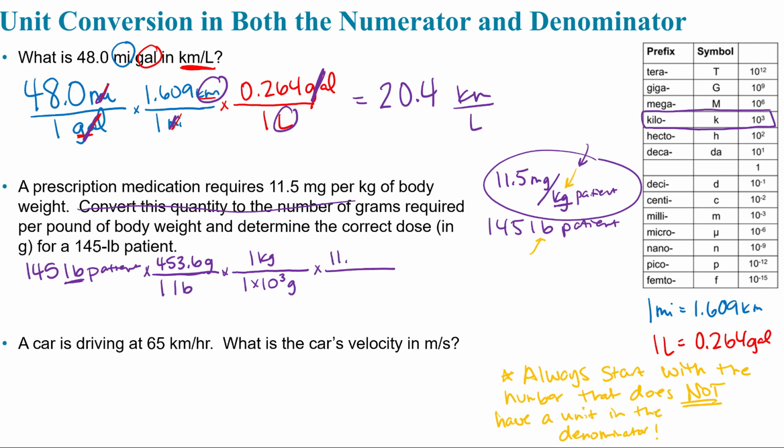Now I can say, okay, 11.5 milligrams per every single kilogram of the patient. And they want the dose in grams. So there's 1,000 milligrams per every single gram. So milligrams cancels out, kilograms cancels out, grams cancels out, and pounds cancels out. So then in my calculator, I'm going to put 145 times 453.6 divided by 1e to the third times 11.5 divided by 1,000. So if it's in the top, I multiplied, and if it's in the bottom, I divided. And so I get 0.756.